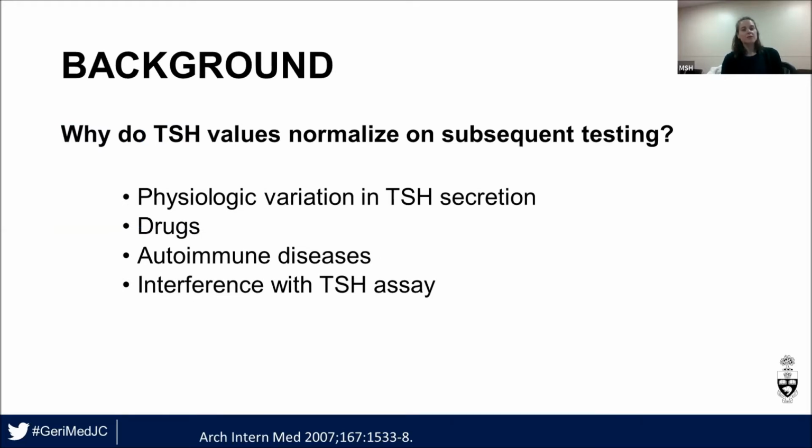So why do TSH values sometimes normalize on subsequent testing? Well, there's physiologic variation in TSH secretion, drugs, especially lithium and amiodarone, autoimmune diseases, and interference with the TSH assay.